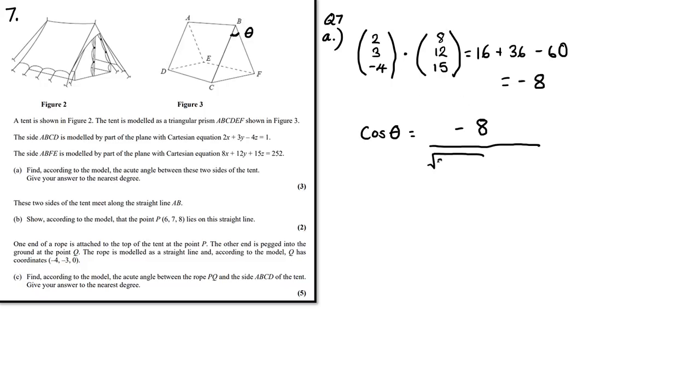So I get 2 squared plus 3 squared plus minus 4 squared. Okay, and we take the square root of all of that, and we times this by the square root again of this normal here. So 8 squared plus 12 squared plus 15 squared.